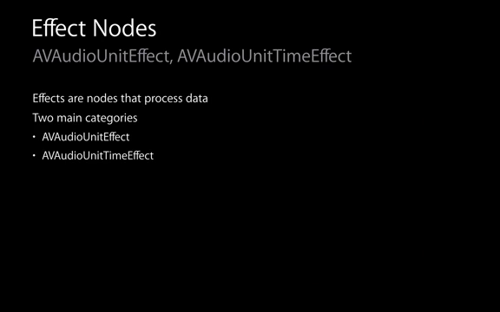And let's now talk about the last type of nodes in this section, effect nodes. Effect nodes are nodes that process data. So depending on the type of effect, they take some amount of data in, they process it, and push that data out. We have two main categories of effects. You have AV audio unit effects and AV audio unit time effects.